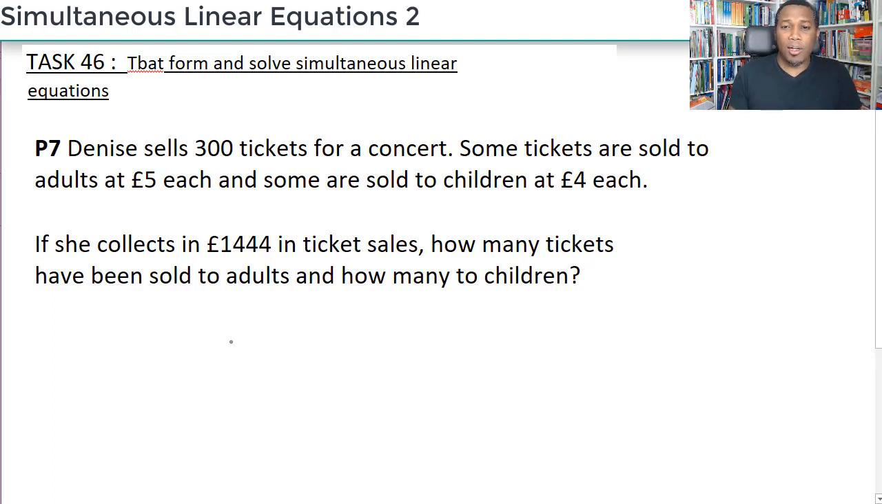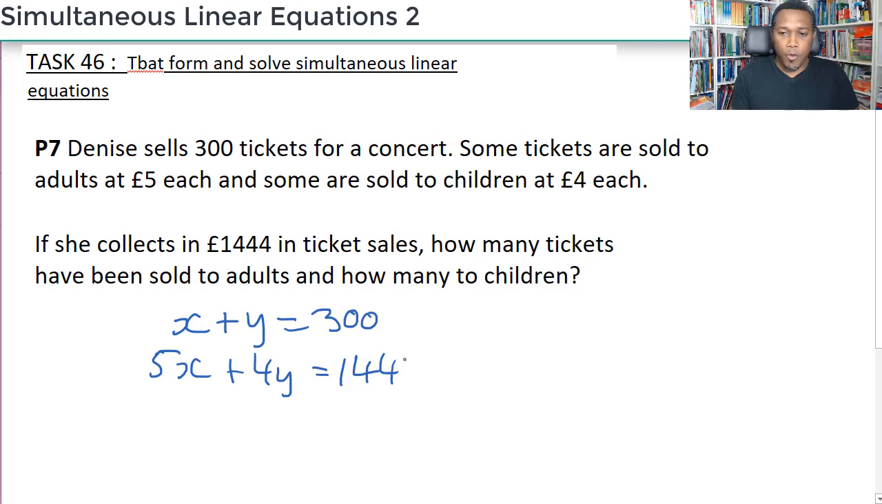That's life. The model you should have: X could be the number of adult tickets, and Y could be the number of children tickets. So X adult tickets, Y children tickets. In terms of mathematical model, then we're thinking about X plus Y is equal to 300, and then 5X plus 4Y is equal to 1,444. Those are the figures. I'm pulling these figures in the interest of time.